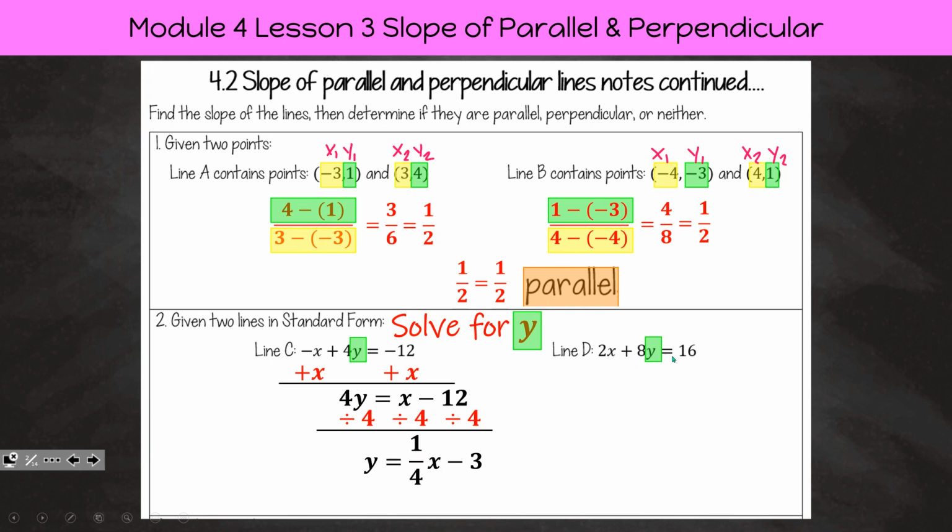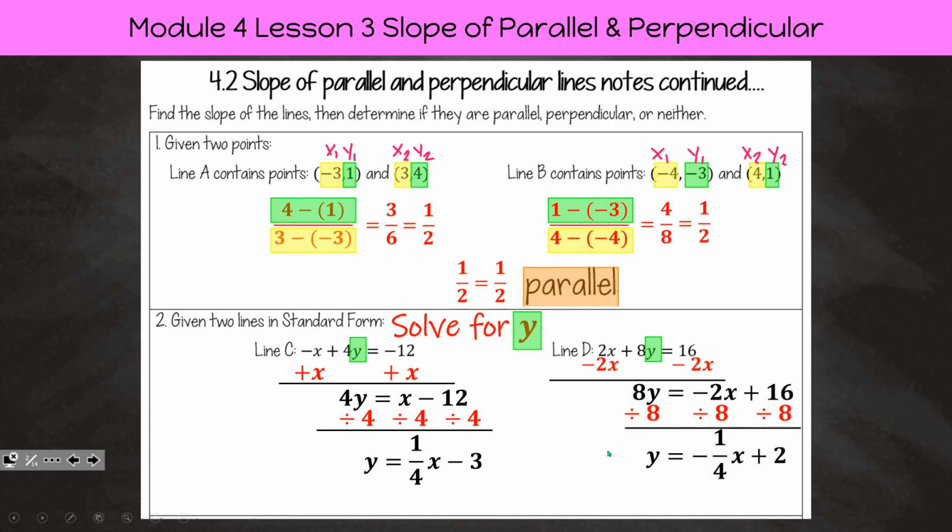Now I have to do the same thing here. So I'm going to subtract 2x from both sides, and then I get 8y is equal to negative 2x plus 16, and then I have to divide all of the terms by 8 because that's the coefficient of my y. And when I divide by 8, I get y is equal to negative 1/4 x plus 2.